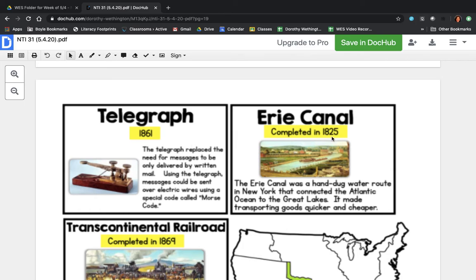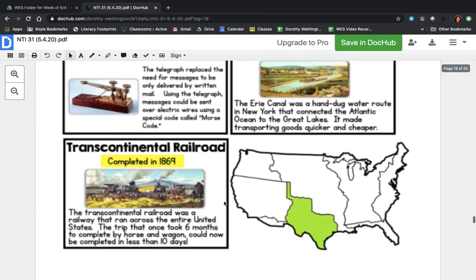Erie Canal, completed in 1825. The Erie Canal was a hand-dug water route in New York that connected the Atlantic Ocean to the Great Lakes. It made transporting goods quicker and cheaper.